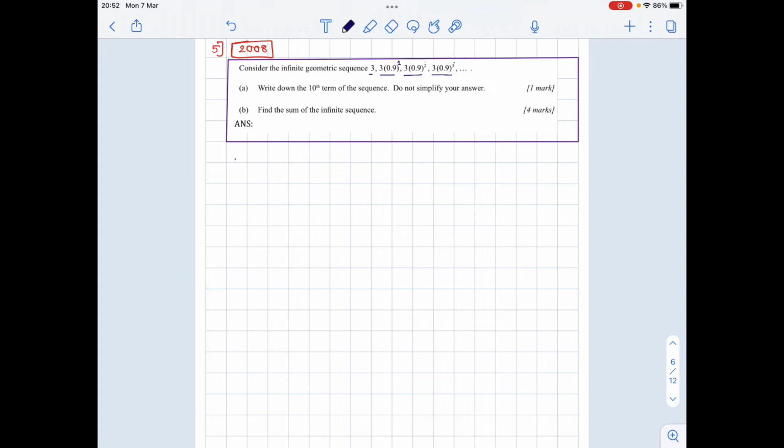So your 1 mark answer is simple: u10, because they want the 10th term. The common factor is 3 as well as 0.9. If it is the fourth term, the power is 3. If it is the third term, the power is 2. So if it is the 10th, the power is 9. Please do not simplify this answer because they do not want that. This is a 1 mark question, so you just need to write down the answer.